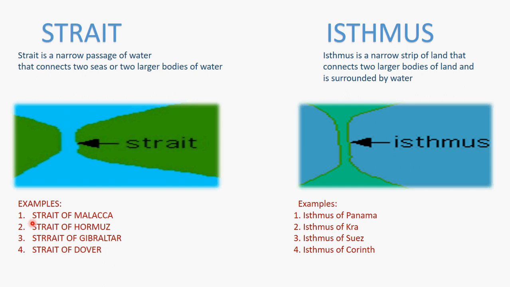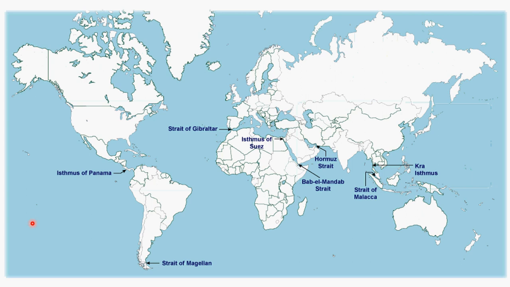So here, see on a map, here is the Isthmus of Panama. The Isthmus of Panama joins the North America continent with the South America continent and separates the Pacific Ocean and the Atlantic Ocean. Here is the Atlantic Ocean and on the other side is the Pacific Ocean. The other one is the Kra Isthmus in Southeast Asia. It joins Thailand and Malaysia and separates the Pacific Ocean and the Indian Ocean.